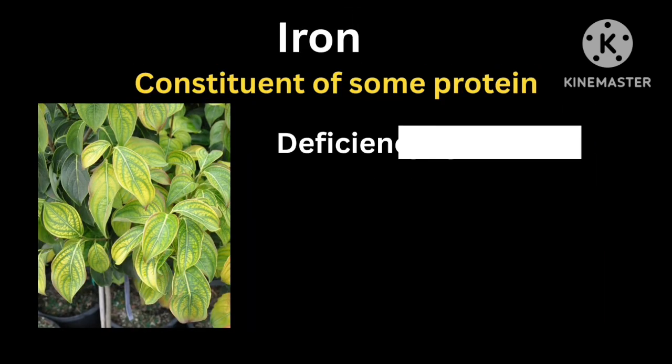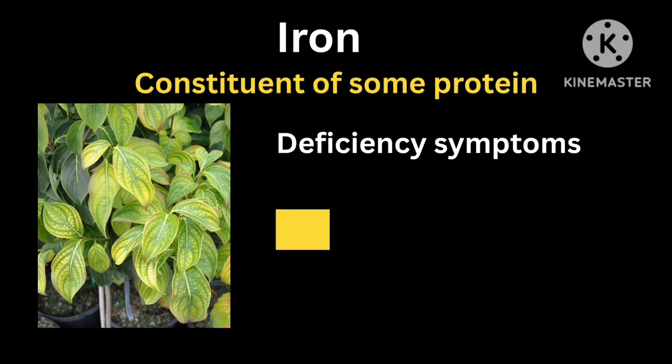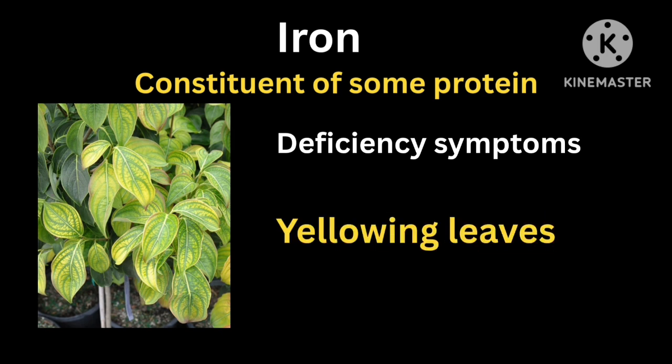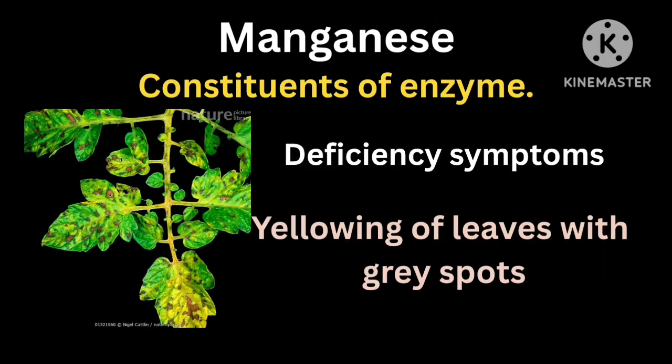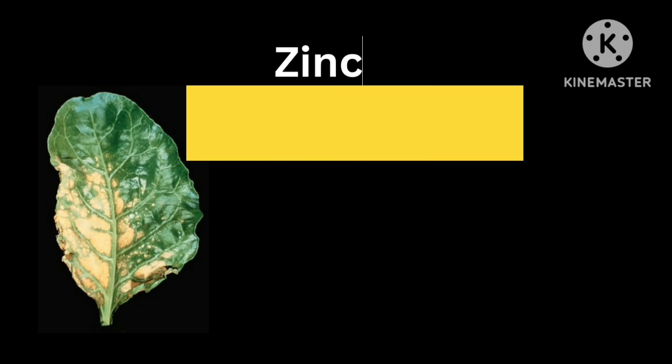Now, iron. Iron is the constituent of some proteins and its deficiency symptom is also yellowing of the leaves. The next one is manganese. Manganese is the constituent of enzymes. Enzymes are the elements which control the rate of any biological reaction. Now, the deficiency symptom of manganese is also yellowing of leaves with grey spots.